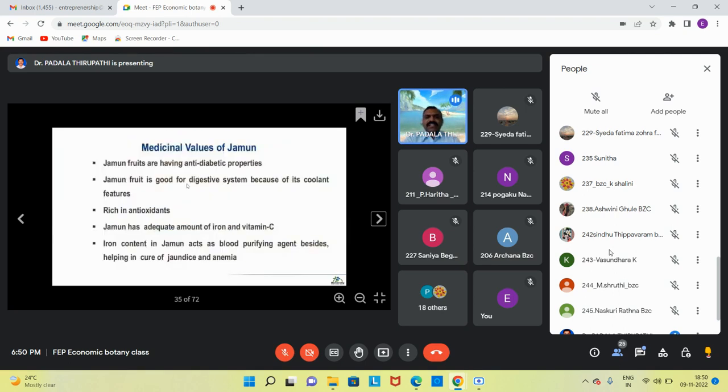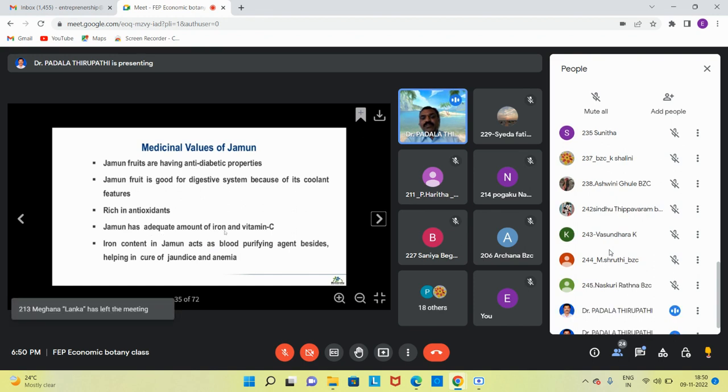Okay, and what are the medicinal values of this jamun fruit? Jamun fruits have anti-diabetic properties. Jamun fruit is very good for the digestive system because of its coolant features. Rich in antioxidants, jamun has an adequate amount of iron and vitamin C. And my dear friends, remember, whenever fruits are a rich source of vitamin C, that is also very useful for improving disease resistance power.